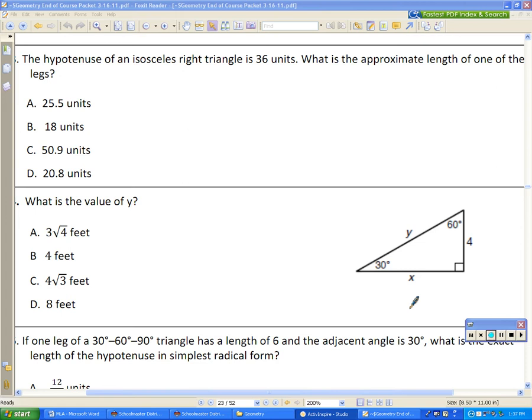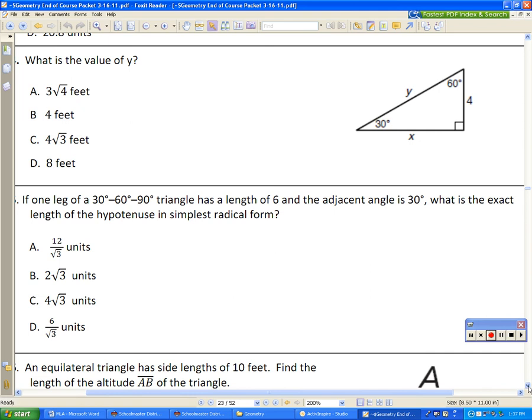Right, so the hypotenuse is twice the short leg. The short leg. Okay, never mind. X would be 4, wouldn't it? X would be what? 4 root 2. 4 root 3. I said 30 degrees has a 3 in it. 4 root 3.